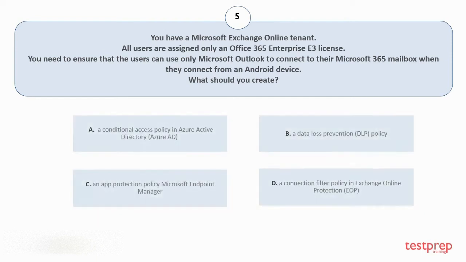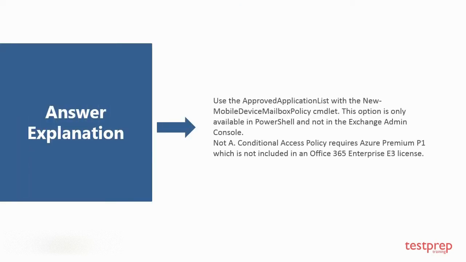Your options are A. A conditional access policy in Azure Active Directory. B. A data loss prevention policy. C. An app protection policy in Microsoft Endpoint Manager. D. A connection filter policy in Exchange Online Protection. The correct answer is option D. And here is the explanation of the answer.